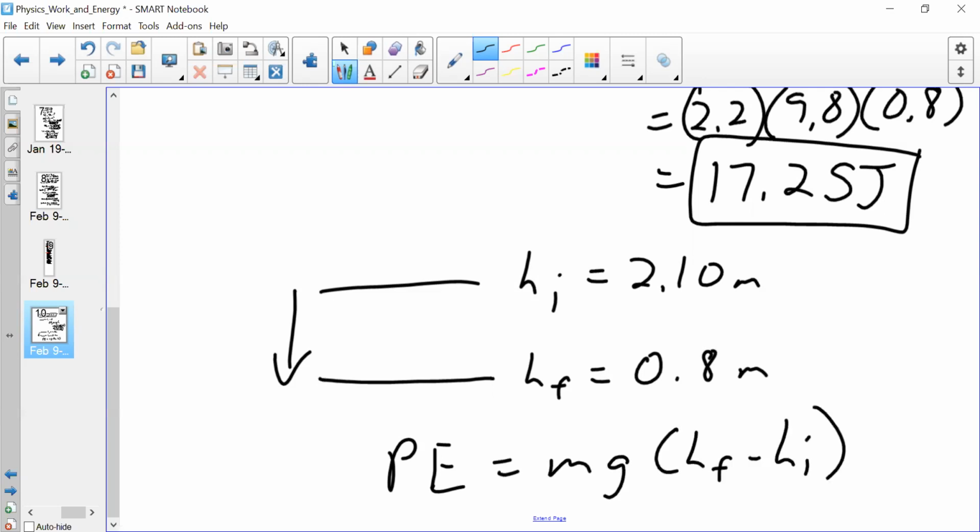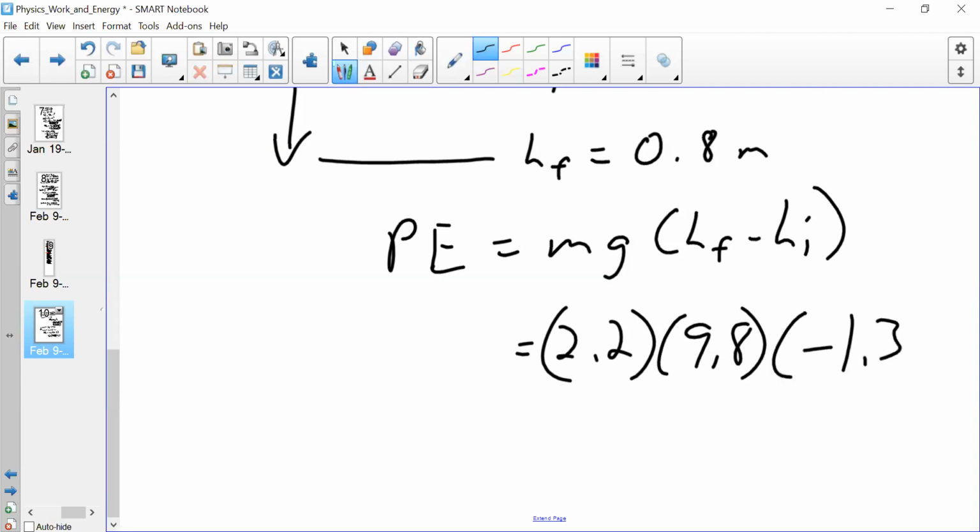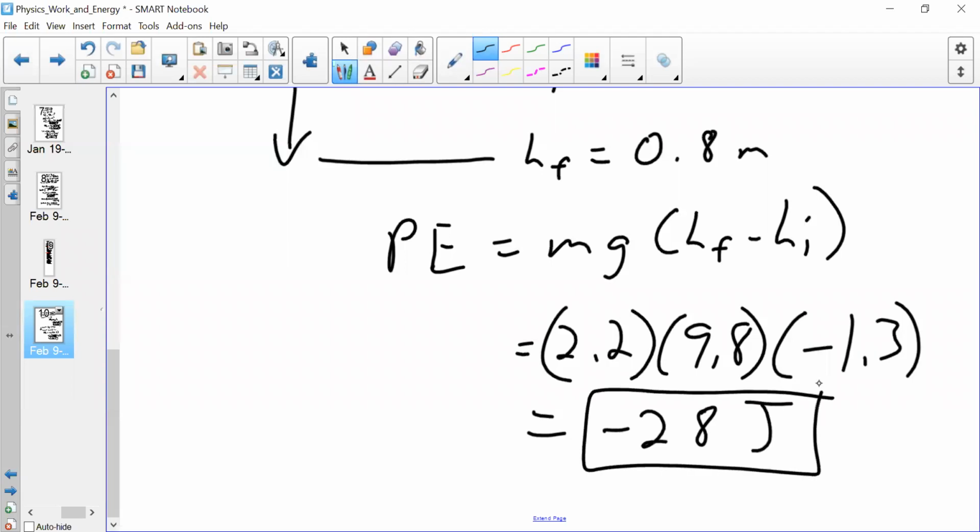h final minus h initial, that becomes 2.2 times 9.8, and then 0.8 minus 2.1, which is negative 1.3. Something interesting about this result is that it's the negative of the first example of the actual problem. And that's going to be negative 28.03. The first one was 28 joules.